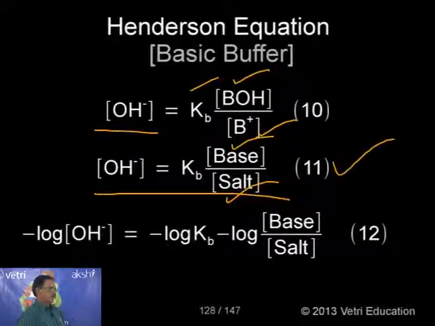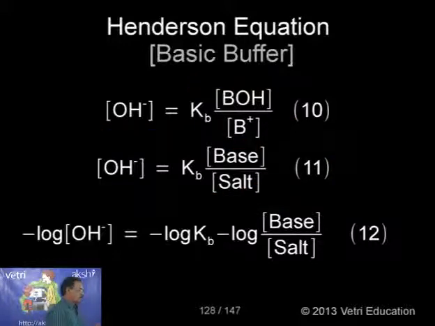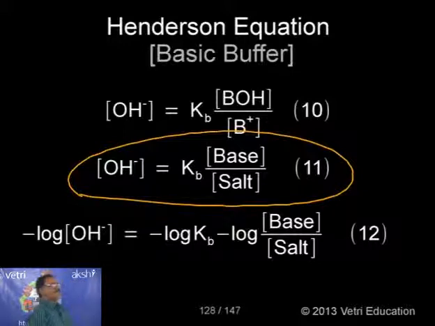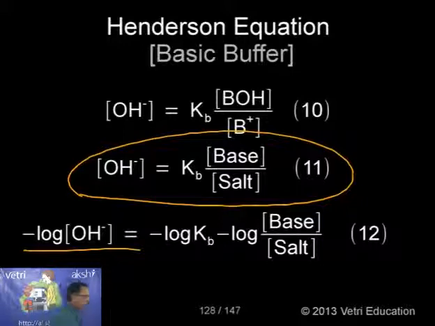Base by salt. Okay. So now what I have to do now? First I have to multiply the entire equation by log and then by minus. So I can write it in a single step here. So minus log OH minus. Same way here, minus log KB and minus log base by salt.